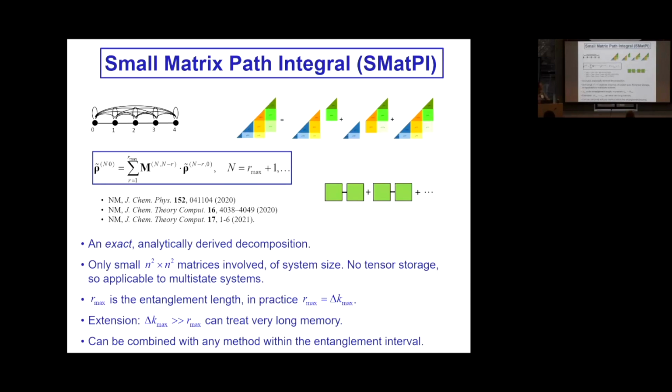So again, only small matrices are involved. R_max here is the entanglement length. Very often, in practice, R_max is equal to the memory length. However, R_max is a separate convergence parameter in principle. And very interestingly, R_max can be much lower than the memory length. So you can have situations where the memory is very long and R_max is short; it really depends. So once you have this structure, what you need is to compute those matrices. You compute those matrices by doing calculations within the memory length, and this can be done by any method of choice, the non-iterative part.